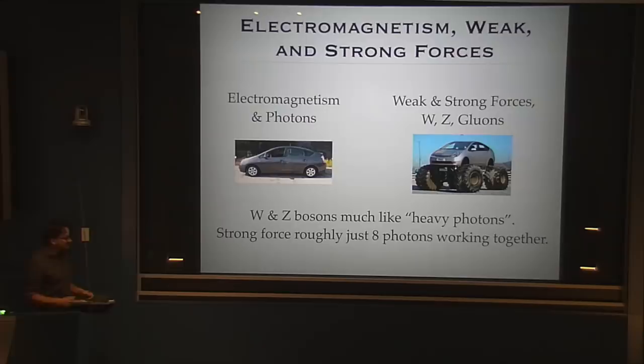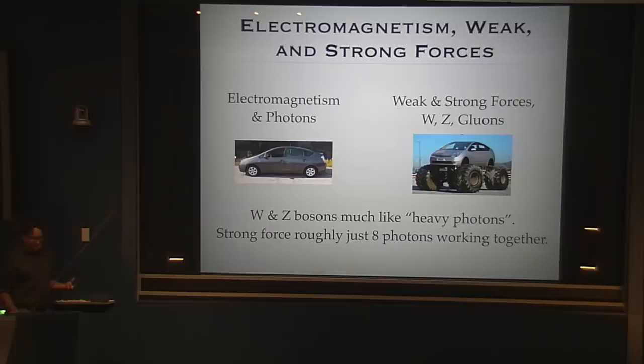You can think of the strong force as being a lot like eight photons working together to make a much stronger force. And so really, the lesson of the discovery of the Standard Model from the work of the last 100 years has been a remarkable unification where all of the fundamental forces are described in a very, very similar way.